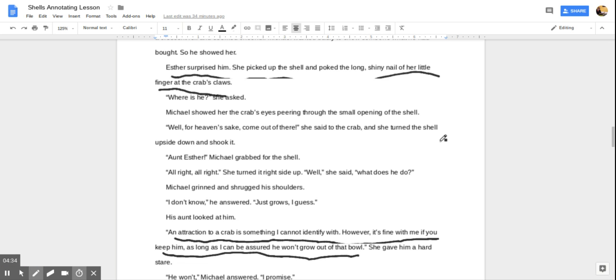So Esther, the fraidy cat, goes home and picks up the crab, and this shocks Michael, and it starts a conversation. And then Esther says that even though she's not into crabs, it's okay with her if Michael keeps him. And this shows that her character is changing. So I'm going to put a big C for character and a small c for character changing.